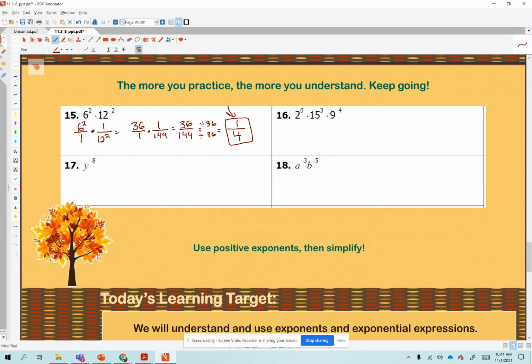So number 16, we have 2 to the 0 power times 15 to the 3rd power times 9 to the negative 4th power. So 2 to the 0 power equals 1. Anything raised to the 0 power equals 1. So we have 1 times 15 to the 3rd times, we'll get rid of this negative exponent, 1 over 9 to the 4th. And let me rewrite that so it's a little clearer to see.